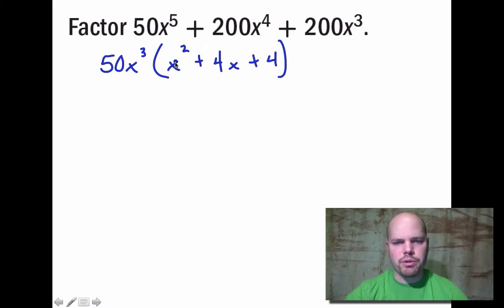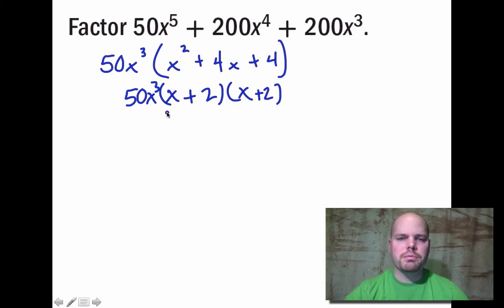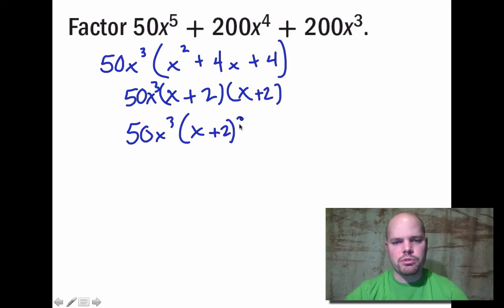Now this is of the form from the other day, so we got this down to where it's 1x squared. This can factor into two binomials as the quantity x plus 2 times the quantity x plus 2. So we have 50x cubed times the quantity x plus 2 times the quantity x plus 2, because we're looking at the factors of 4 that add up to 4, so it'll be 2 and 2. Now this could also be written as 50x cubed times the quantity x plus 2 squared.